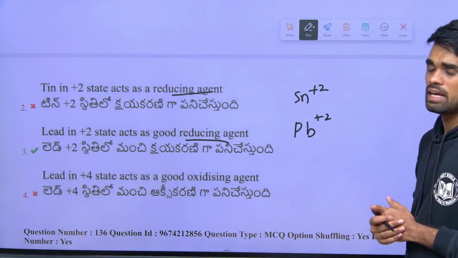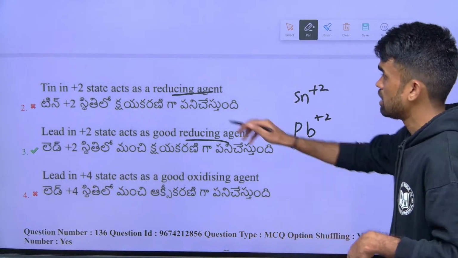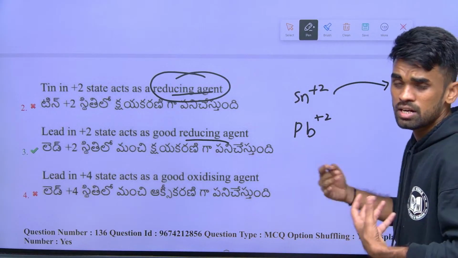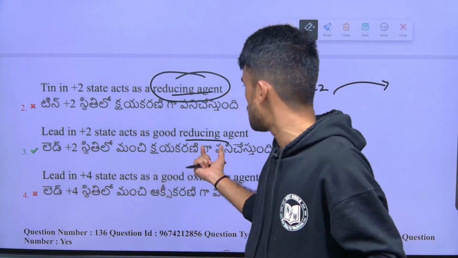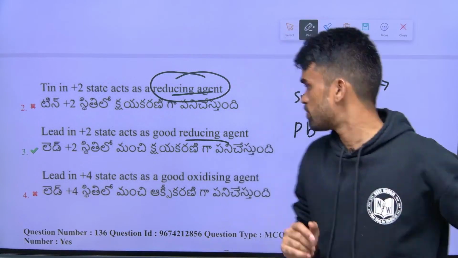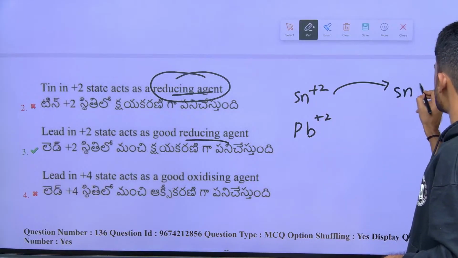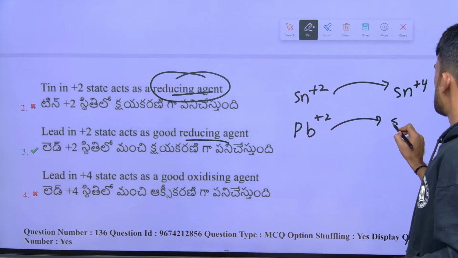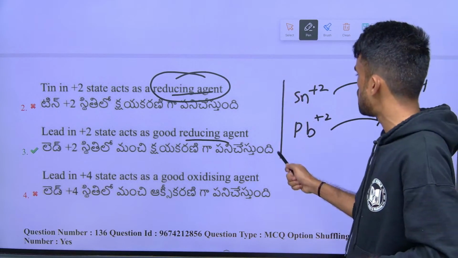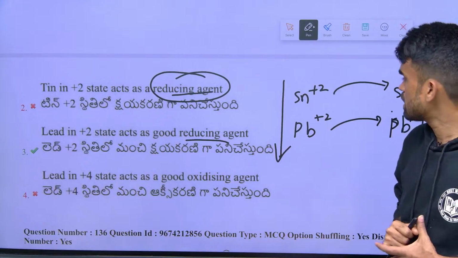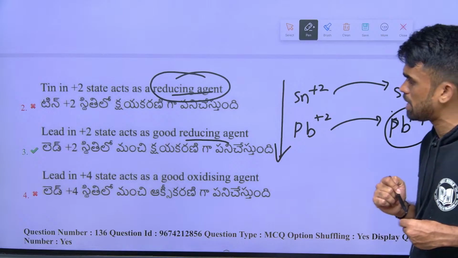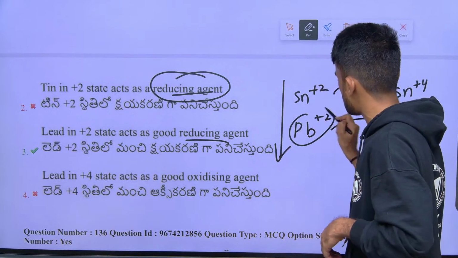If they are undergoing oxidation, they are acting as reducing agents, which means they should undergo oxidation and reduce others. They reduce others and oxidize themselves. So it becomes oxidized, meaning +4. Here also it becomes +4. But what we know is that +4 oxidation stability decreases down the group, right? So lead +4 is highly unstable due to inert pair effect. Therefore +2 oxidation stability increases.